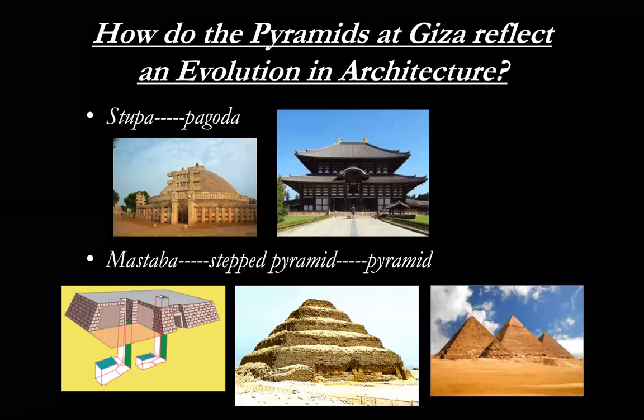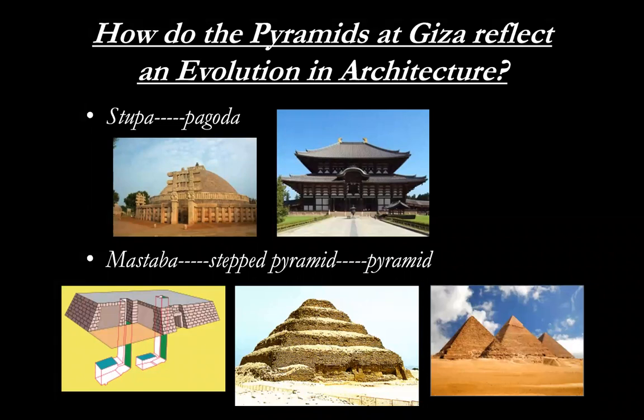All right, so how do the Great Pyramids of Giza reflect an evolution in architecture? So we should be able to say it went from mastaba to step pyramid to pyramid. Just like when we start talking about Buddhism, it's going to start with a stupa, and that is going to evolve into what we now know as a pagoda. So there's going to be a theme of evolution in architecture.